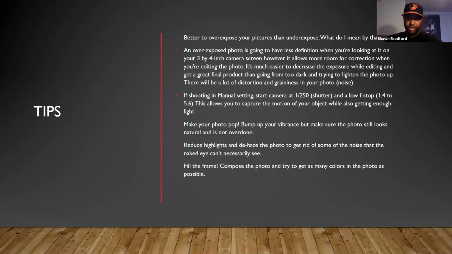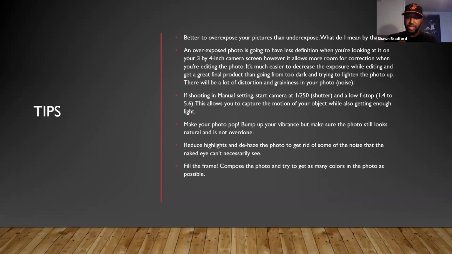We call this noise. Okay, now if you're shooting in manual setting, I always say start your camera at 1/250. That's your shutter, and then you want a low f-stop. So your f-stop's going to be 1.4 to 5.6 or whatever your lens allows you to do. You should even have that manual setting in your phones. And this allows you to capture that motion. That shutter being that fast, that 1/250, is going to allow you to capture the motion. So if something moves quickly, you're going to be able to freeze that motion.